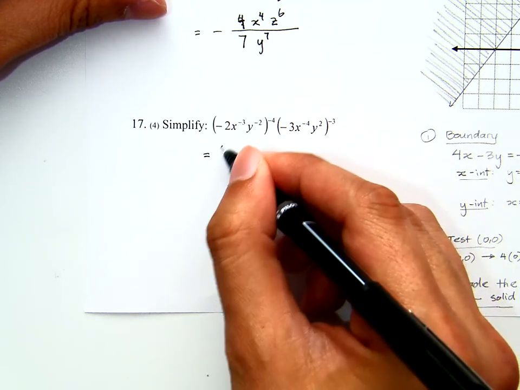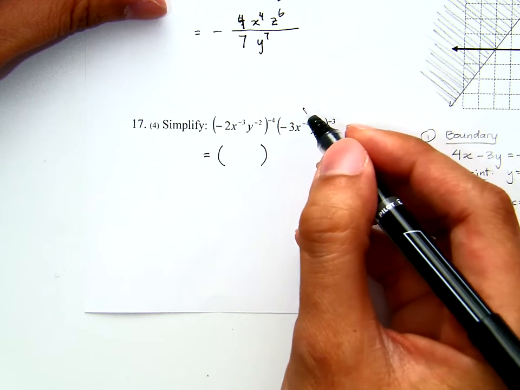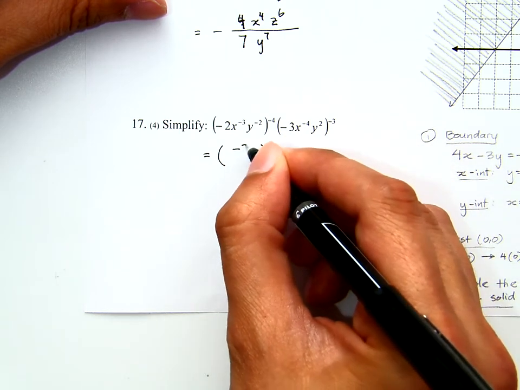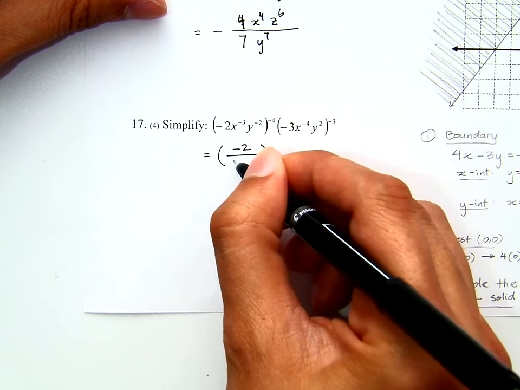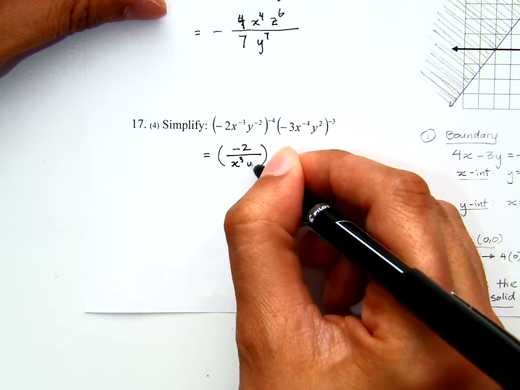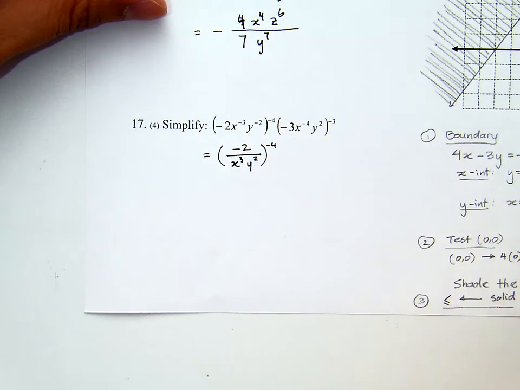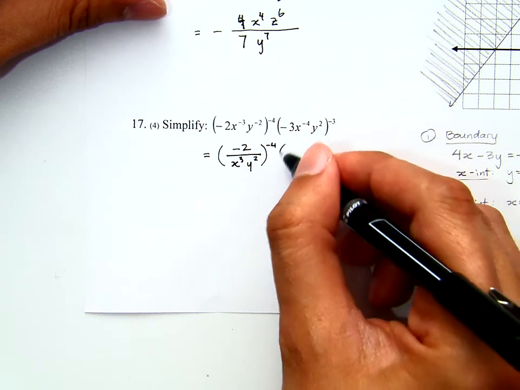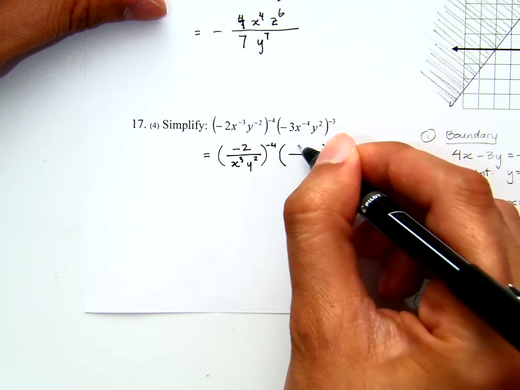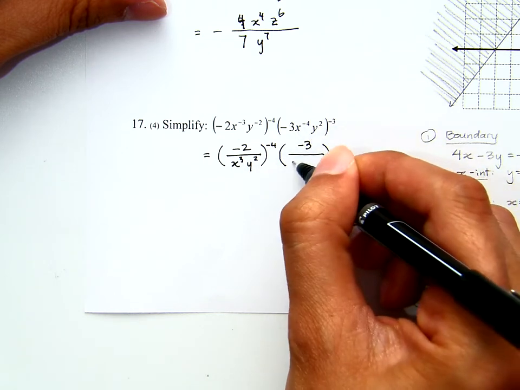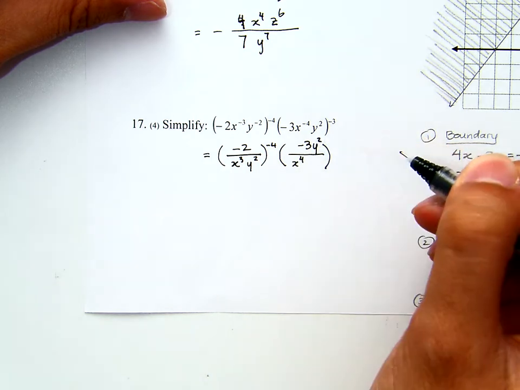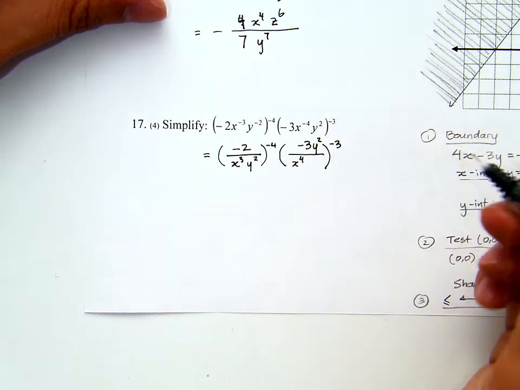Whenever I see a negative exponent inside, I'll make it into a positive exponent by either bringing it down or bringing it up. Like negative 2 has a positive exponent. X to the negative 3, I bring it down, becomes x cubed. Y to the negative 2, I bring it down, becomes y squared, to the power of negative 4 here. Then for the second factor, negative 3 has a positive exponent, right? X to the negative 4th, I bring it down, becomes x to the 4th. Y squared is a positive exponent, I keep it up there, to the power of negative 3.